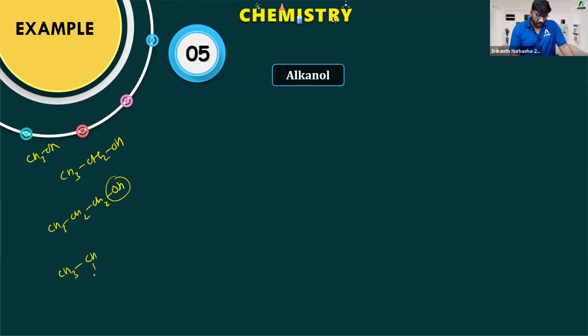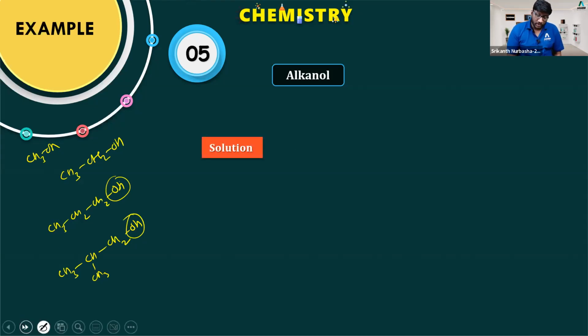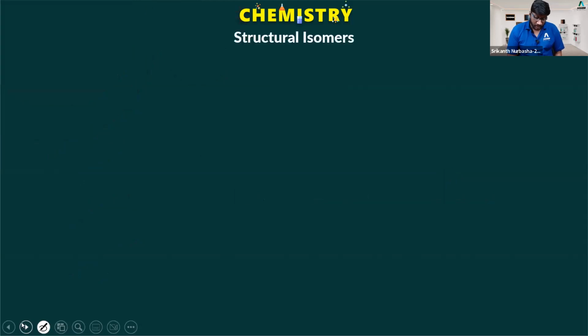With 4 carbons, I can have CH3, CH, CH3, CH2OH. Yes or no? With these 4 carbon atoms, I can have a difference in the carbon chain. So with 4 carbon atoms only, we can show chain isomerism for alkanol also. Right? Is that clear, students? Chain isomerism to everyone?